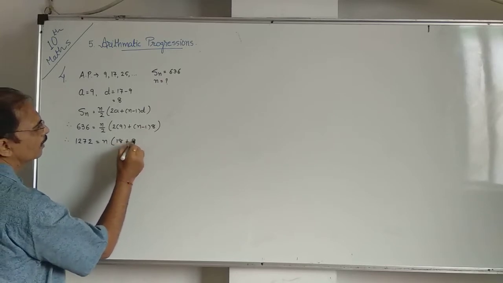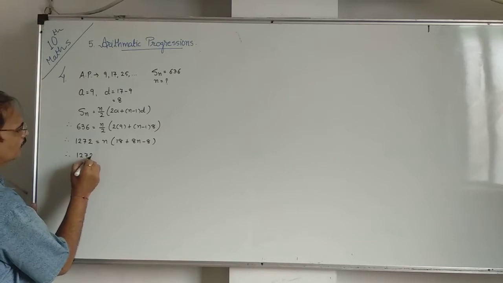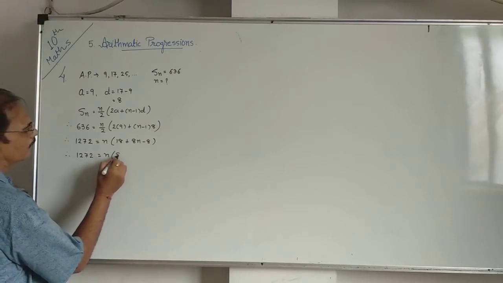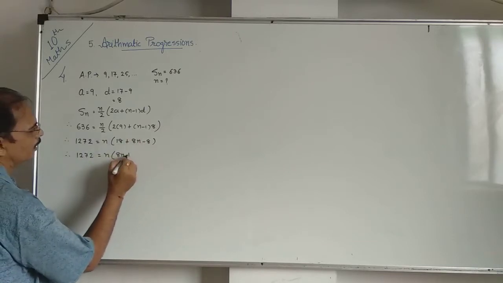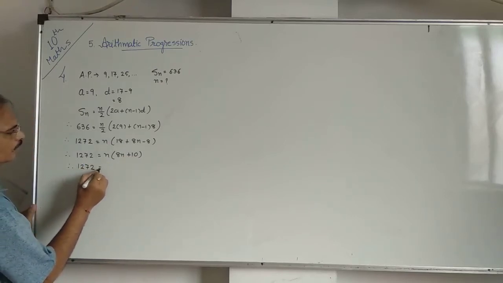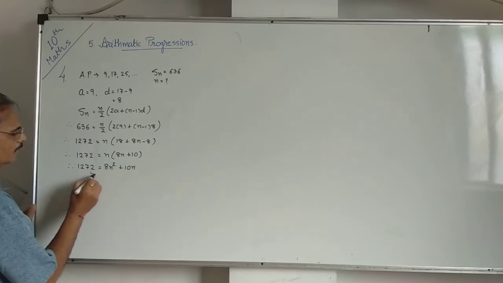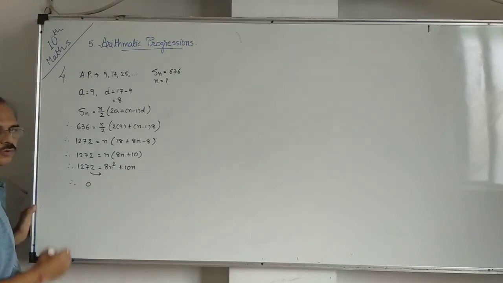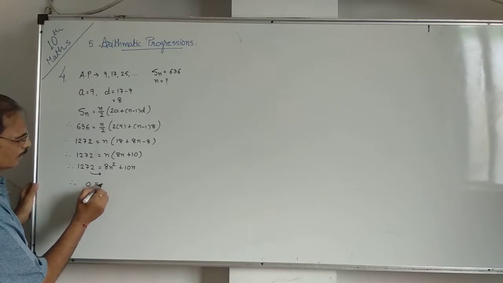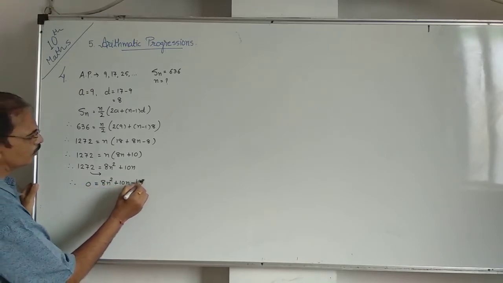Open this: 8n minus 8 ones are 8. 1272 equals n into (8n, 18 minus 8 is 10). Open the bracket. 1272 equals 8n square plus 10n. Take this term this side, so here it will be 0: 8n square plus 10n minus 1272.